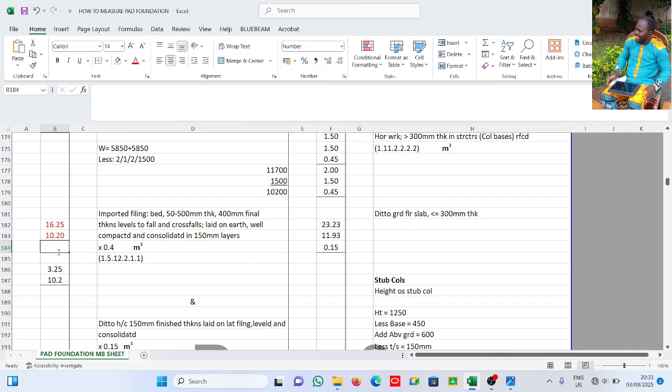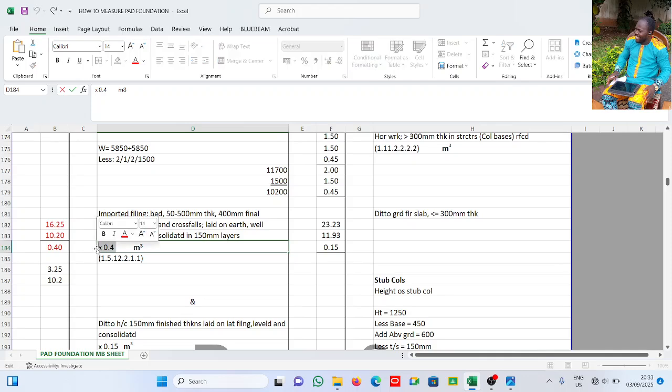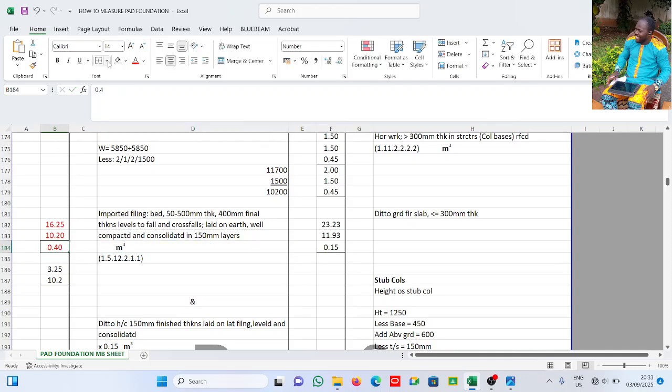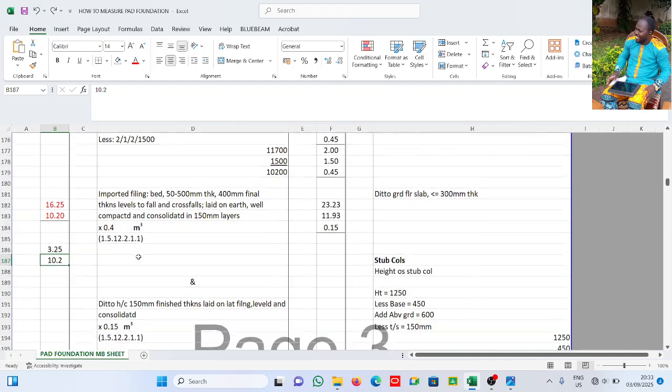If I come here and I put 0.4, then I remove this one, I am very correct. But because I stated the thickness in the description, I don't have to put it here again. That's why I see here multiply by 0.4. It tells me, I'm explaining that I'm telling my examiner that it is a meter cube item. Of course, you see my unit here is in cubic meter. The same thing goes for this one here also. It is a cubic meter item.